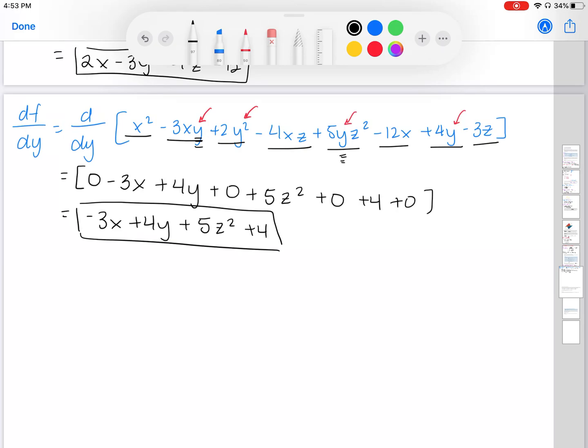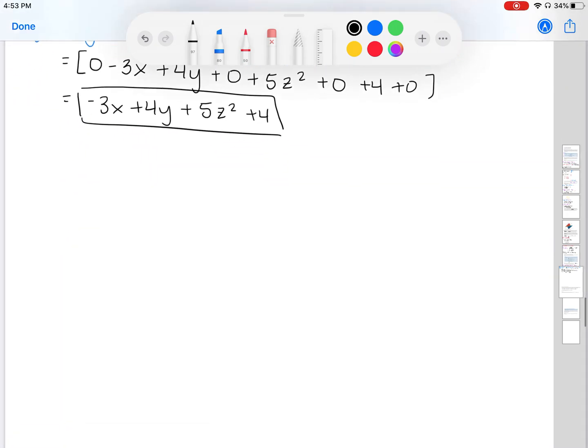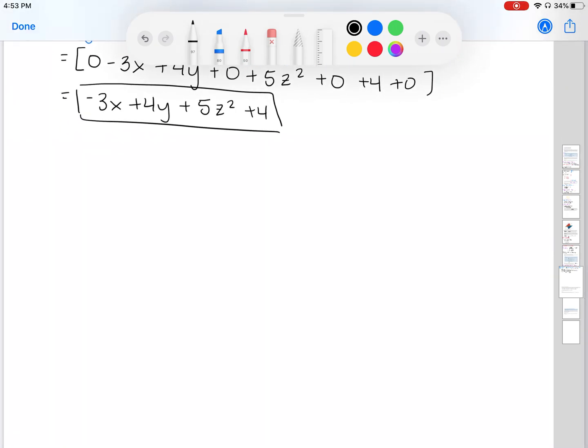That is our partial derivative with respect to y. I know it's a mouthful, so if you say df dy, though it's not mathematically correct to say, I know what you mean, and that is okay. Okay, so next we have df dz, the partial derivative of your function f with respect to z.